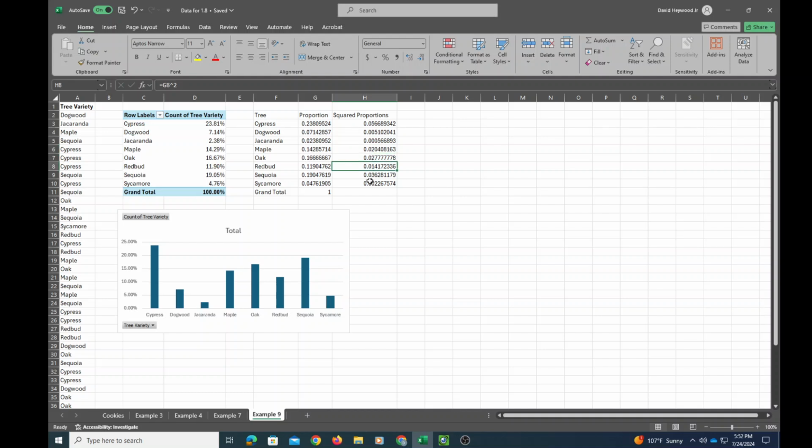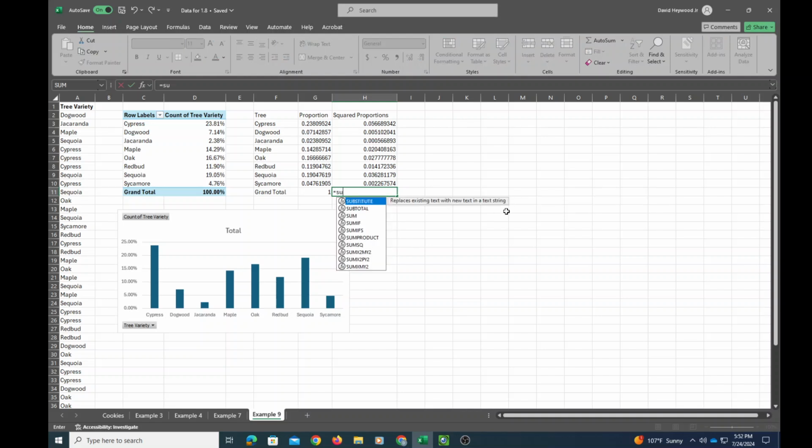Okay. So what I want to do next is add up these values. To add these up, I'm going to say equals, and then use the function sum. I'll click on these, close the parentheses, and hit enter. So now this is the sum of all of these values.